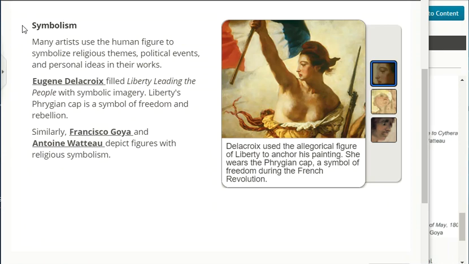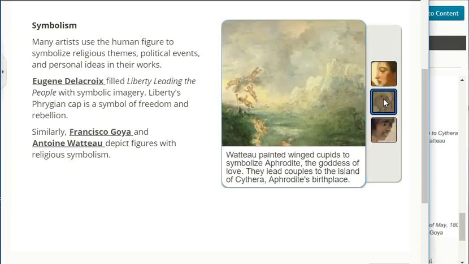Symbolism. Many artists use the human figure to symbolize religious themes, political events, and personal ideas in their works. Eugène Delacroix filled Liberty Leading the People with symbolic imagery. Liberty's Phrygian cap is a symbol of freedom and rebellion. Similarly, Francisco Goya and Antoine Watteau depict figures with religious symbolism.